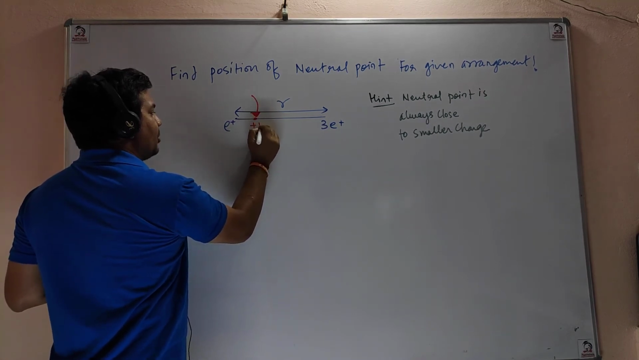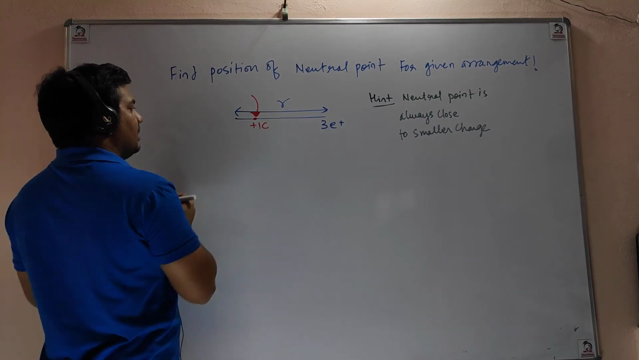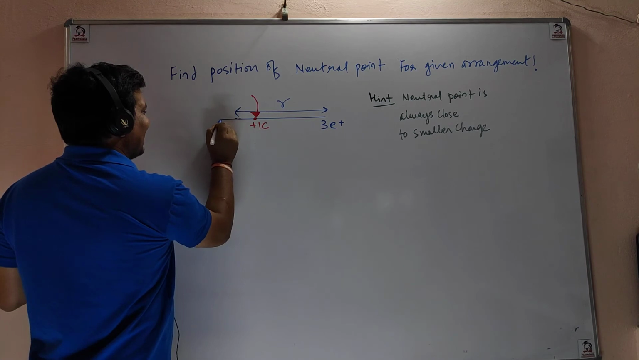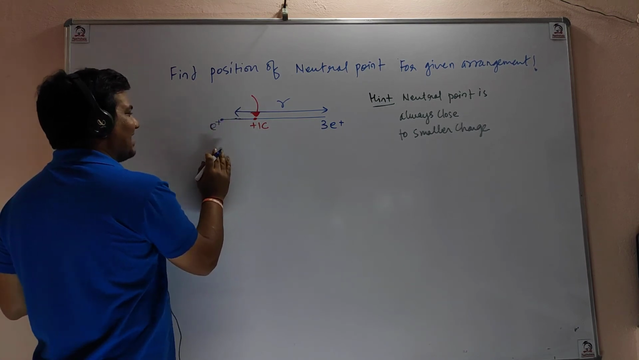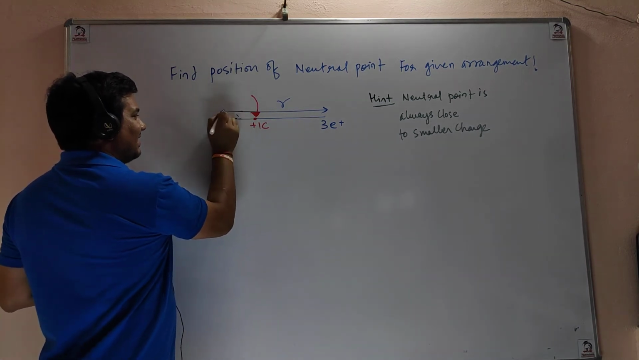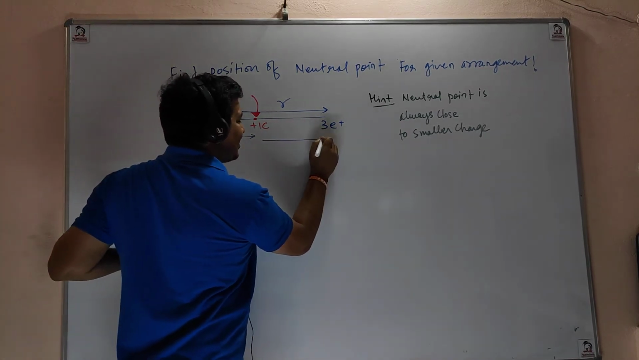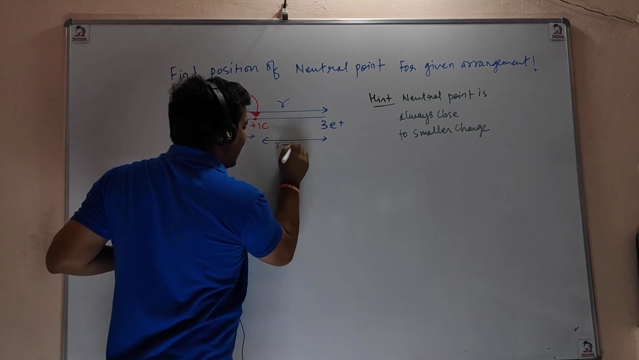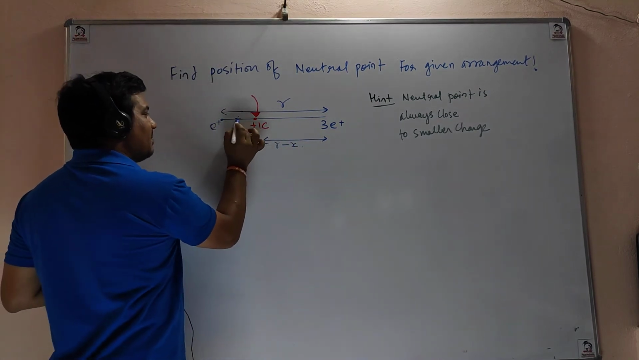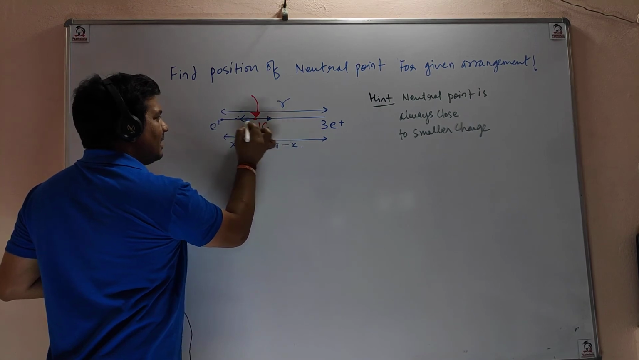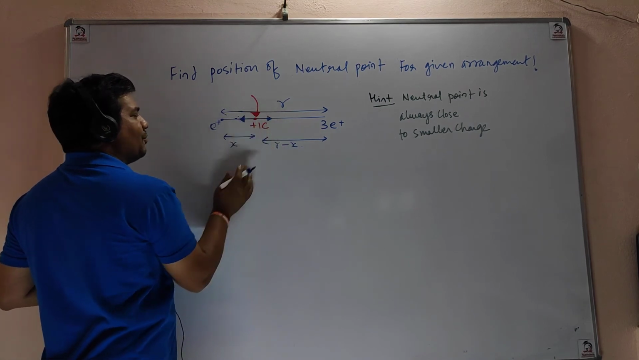Suppose we put plus 1 coulomb here. Suppose this distance is x, so this distance is r minus x. Let's apply force on this plus 1 coulomb. If these two arrows are equal, then the net force must be 0.